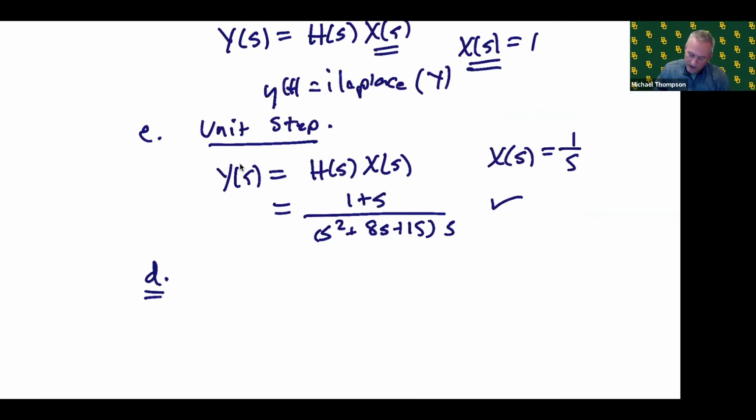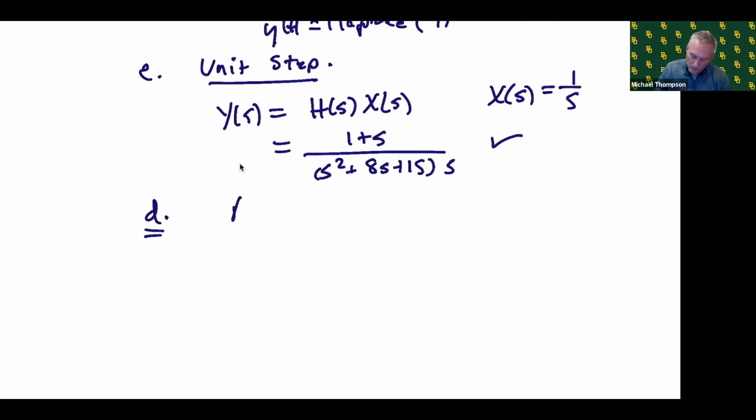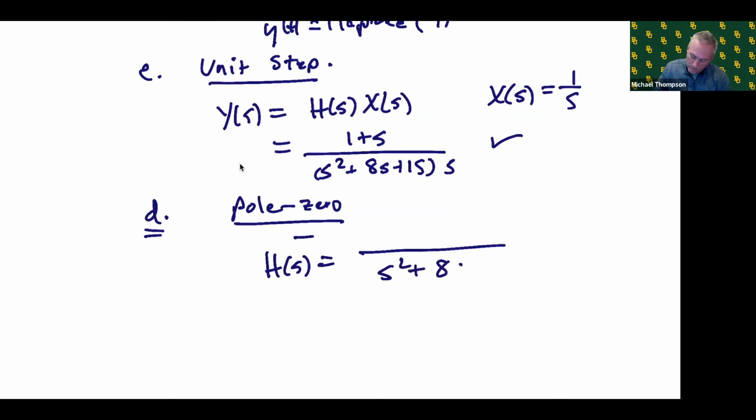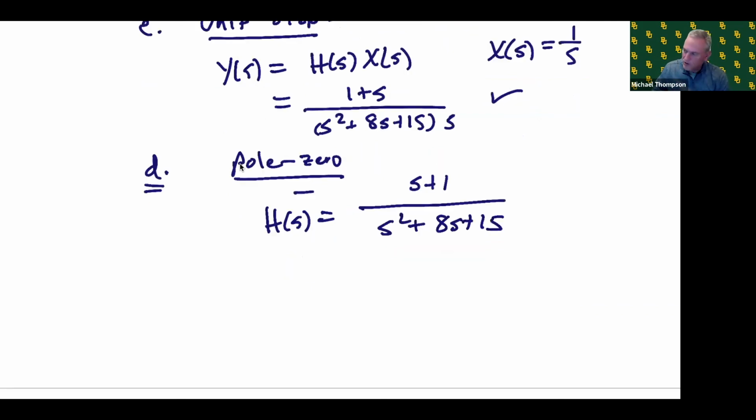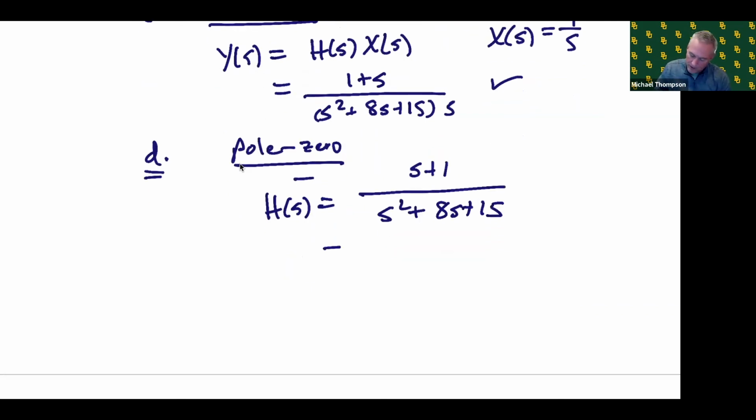Okay, so if I look at the pole zero pattern, here's the pole zero diagram. How do I get the poles? If this is H of s, what are the poles? Well, to get the poles, you need the roots of the denominator. So I can try to factor this. And 15 is 3 times 5, and 3 plus 5 is 8. So I know this factors into 3 and 5.